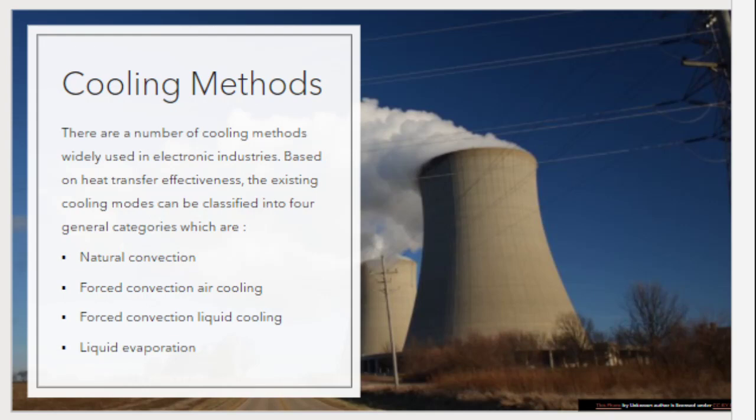Let us go through some of the cooling methods. There are a number of cooling methods widely used in electronic industries. Based on heat transfer effectiveness, the existing cooling modes can be classified into four general categories, which are natural convection, forced convection air cooling, forced convection liquid cooling, and liquid evaporation.